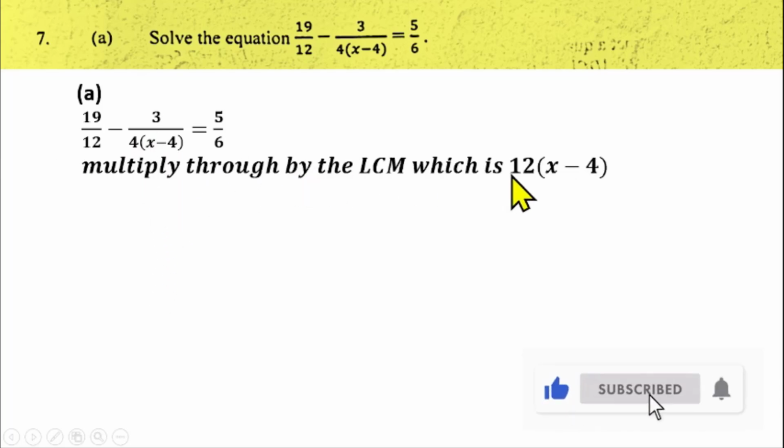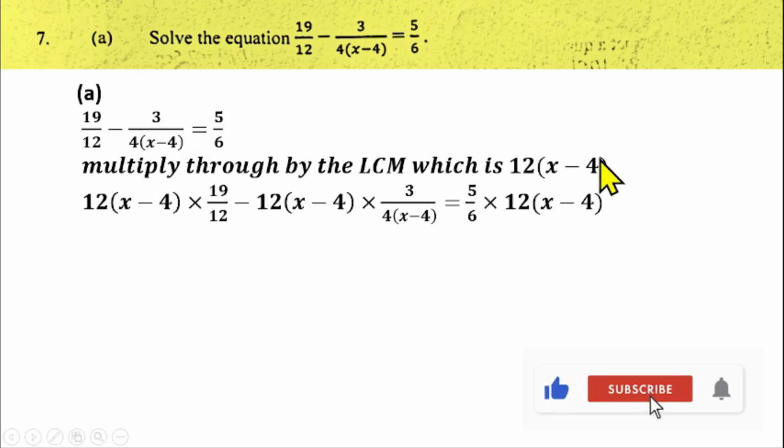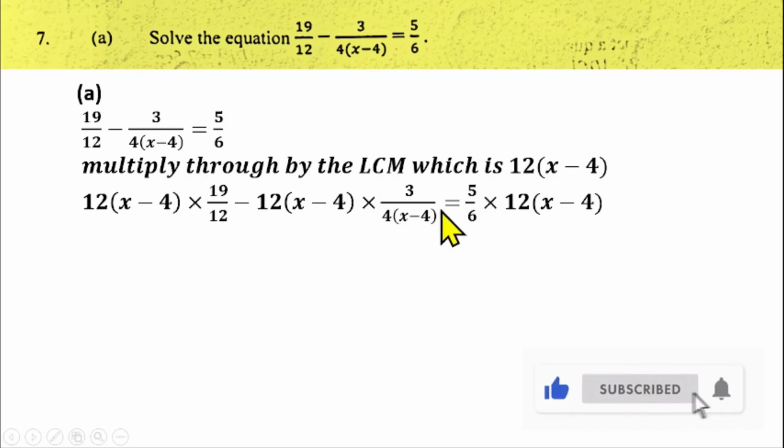So the LCM of this will be 12 into s minus 4. Because 12 can go in this, that gives us s minus 4. 4 into s minus 4 can go in this, that gives us 3. Then 6 can also go in this, that gives us 2 into s minus 4. So we now use this LCM to multiply through, and it will go like this. You have 12 into s minus 4, which is this LCM, multiplied by 19 over 12, minus the LCM multiplied by this, equals to 5 over 6 multiplied by the LCM. So you have used this LCM to multiply through, and that will help us to clear the denominators.